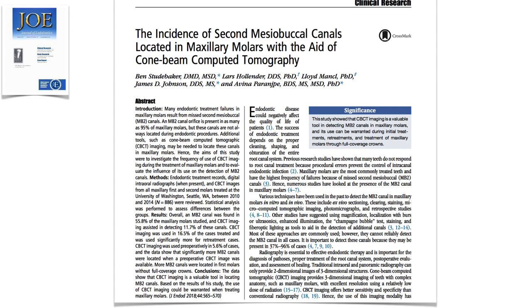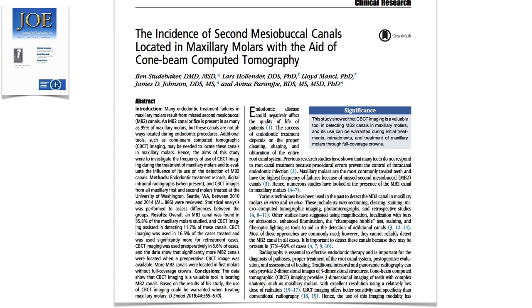We all know that there is MB2 most of the time in upper molars, in particular in first upper molars, and we all know that most of the time they are very difficult to locate. Very rarely will we see MB2s in periapical radiographs. We will only see them if they're large enough to be seen on a periapical radiograph. However, we will always see them on CBCT images.